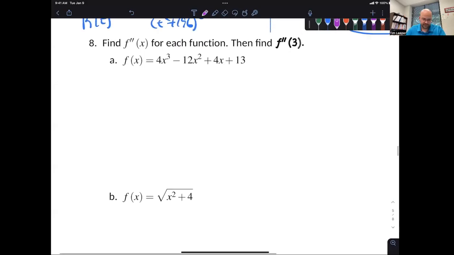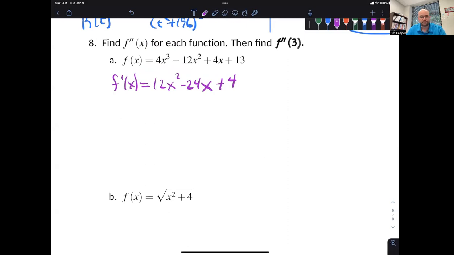Hello. In this video, we want to go ahead and find f double prime of x for each function and then find f double prime of 3. So for a here, we have f of x equals 4x cubed minus 12x squared plus 4x plus 13. To do this, we want to find the first derivative. So the first derivative here is going to be 12x squared minus 24x plus 4.